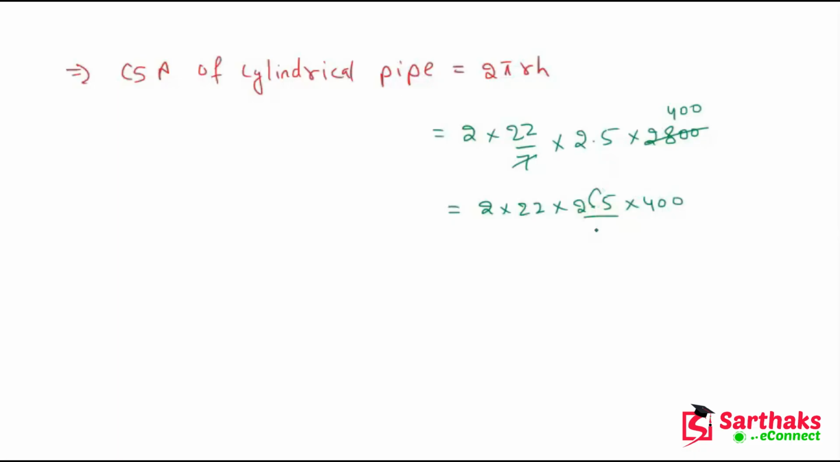So if we remove this point, here we get 100 in the denominator. This 10 and this 10 will be cancelled. So 2 into 22 into 25 into 40. After solving this, here we get 44,000 centimeter square. So this is the answer of this question. Okay, now let's move on.